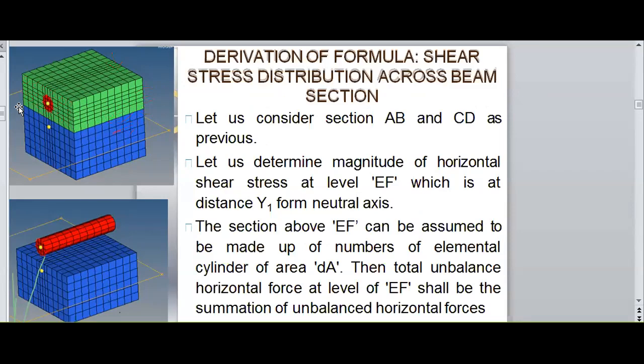So I am considering a layer EF. This green color line, I am considering it as the line EF. The area above it, let us consider ABCD, this is the cross section, and below it the line EF. So EF is lying at a distance of y1, as already discussed.